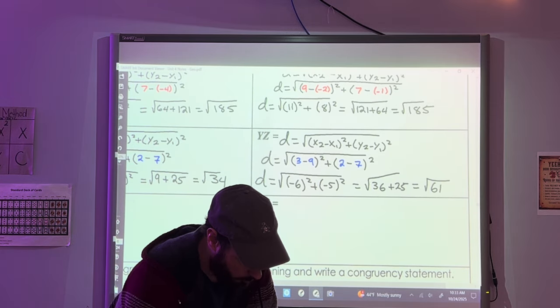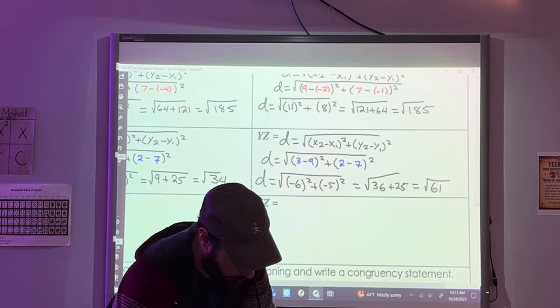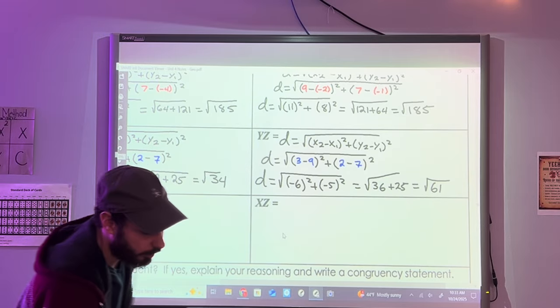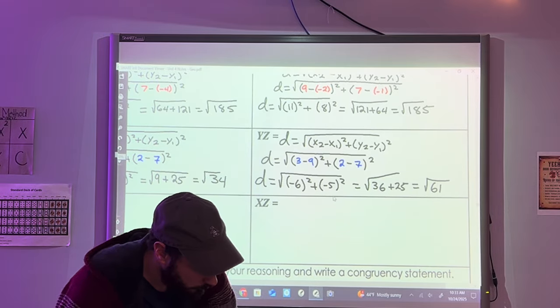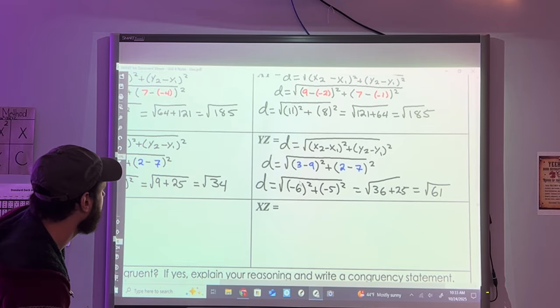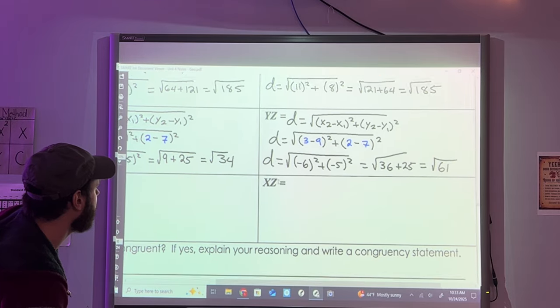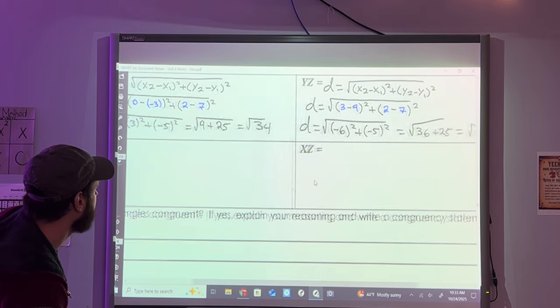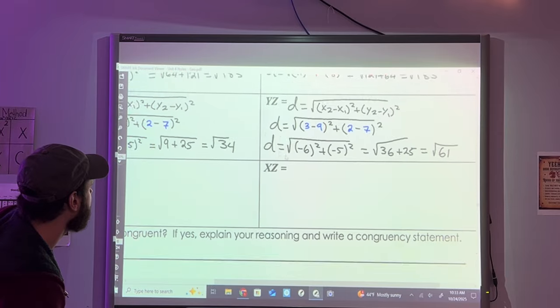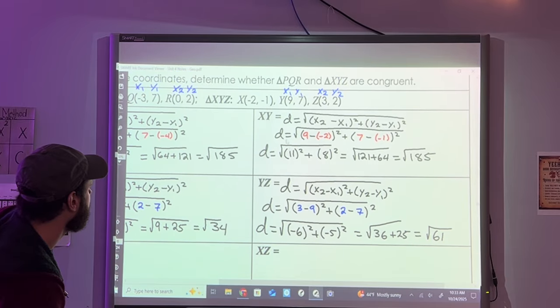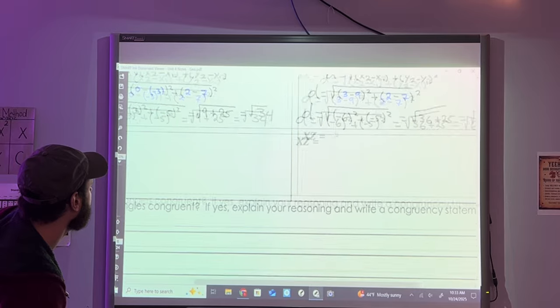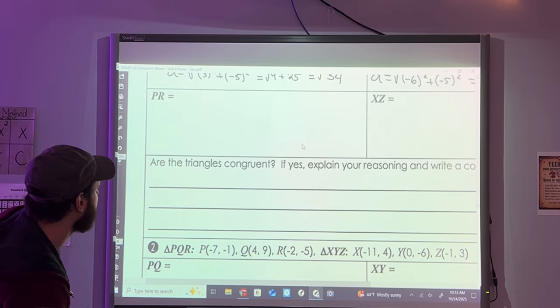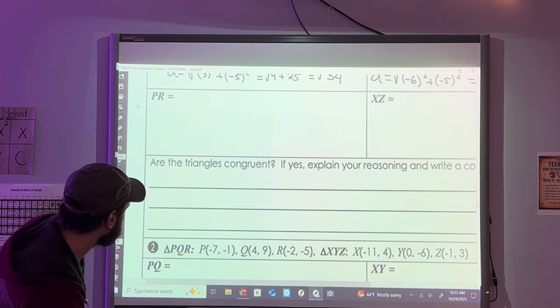No. Wait. Wait a minute. Brain power activate. I don't know if that's right. But we're going to keep going because it says that it is. I was really hoping because these should match, right? Congruency statement. I don't like it. Anyway, we're going to keep going because it says that it is congruent, spoiler alert.